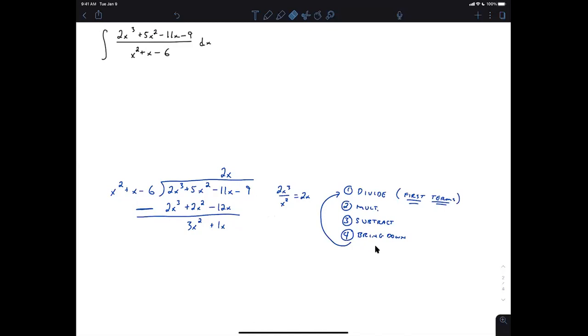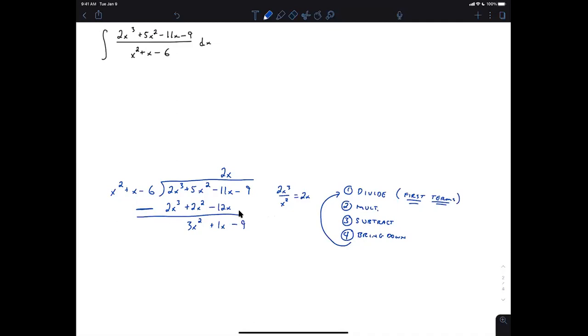And then bring down means you bring everything else that's left down. So we're going to bring down the minus 9. Or you can think of that as subtracting 0 either way. Maybe it's all one subtraction step, but same idea. All right, questions to there? Not done yet, but everybody good?